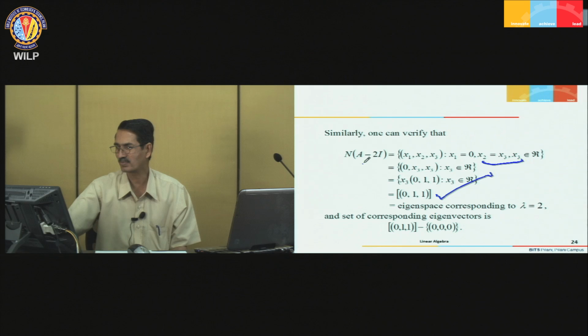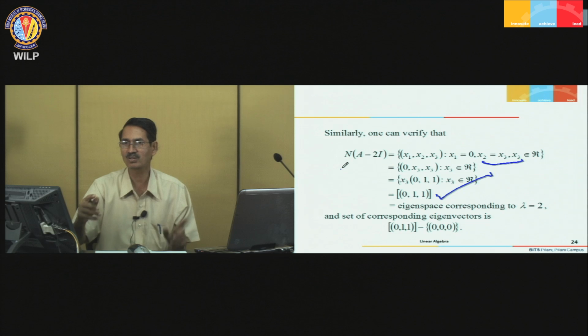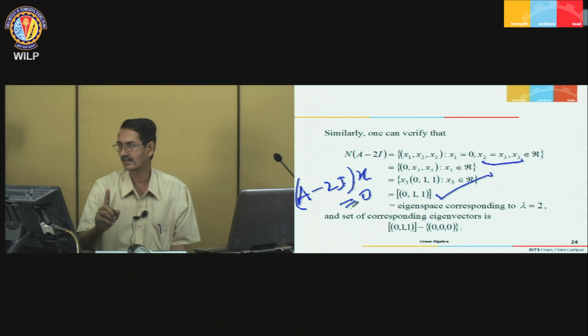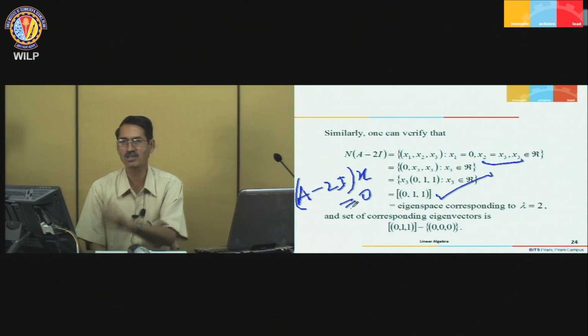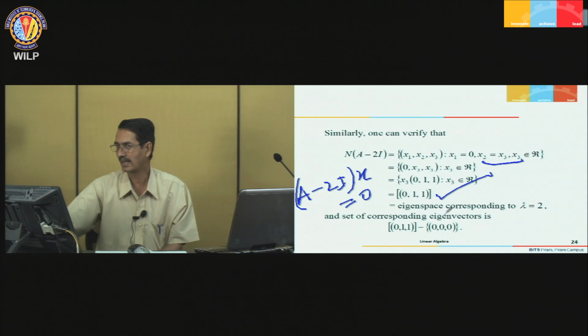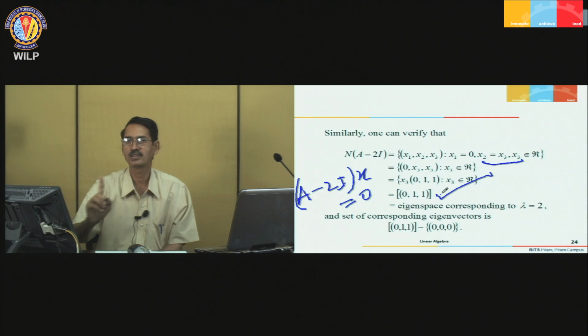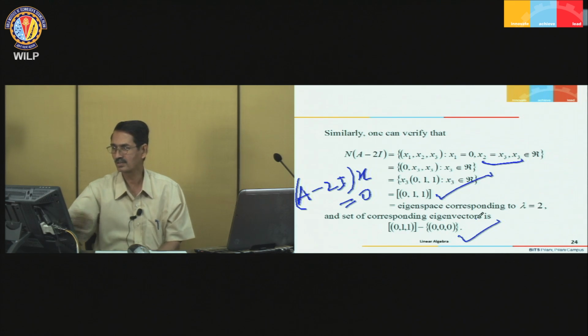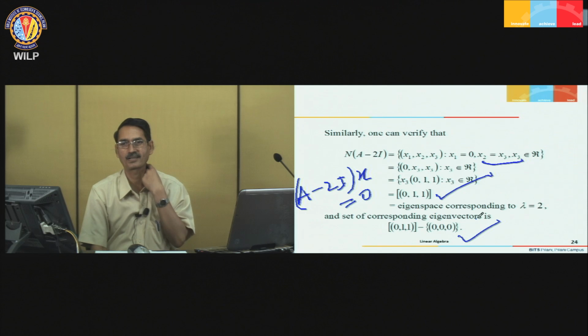This part I am leaving as an exercise: calculate the null space of A minus 2I, that is, solve the equation (A minus 2I)x equals 0. You will see that x1 is always 0, x2 is equal to x3, and x3 is any real number. Therefore, the eigenspace is the span of (0, 1, 1), and the set of eigenvectors is exactly similar: from the eigenspace we remove the zero solution, and this is the set of eigenvectors.